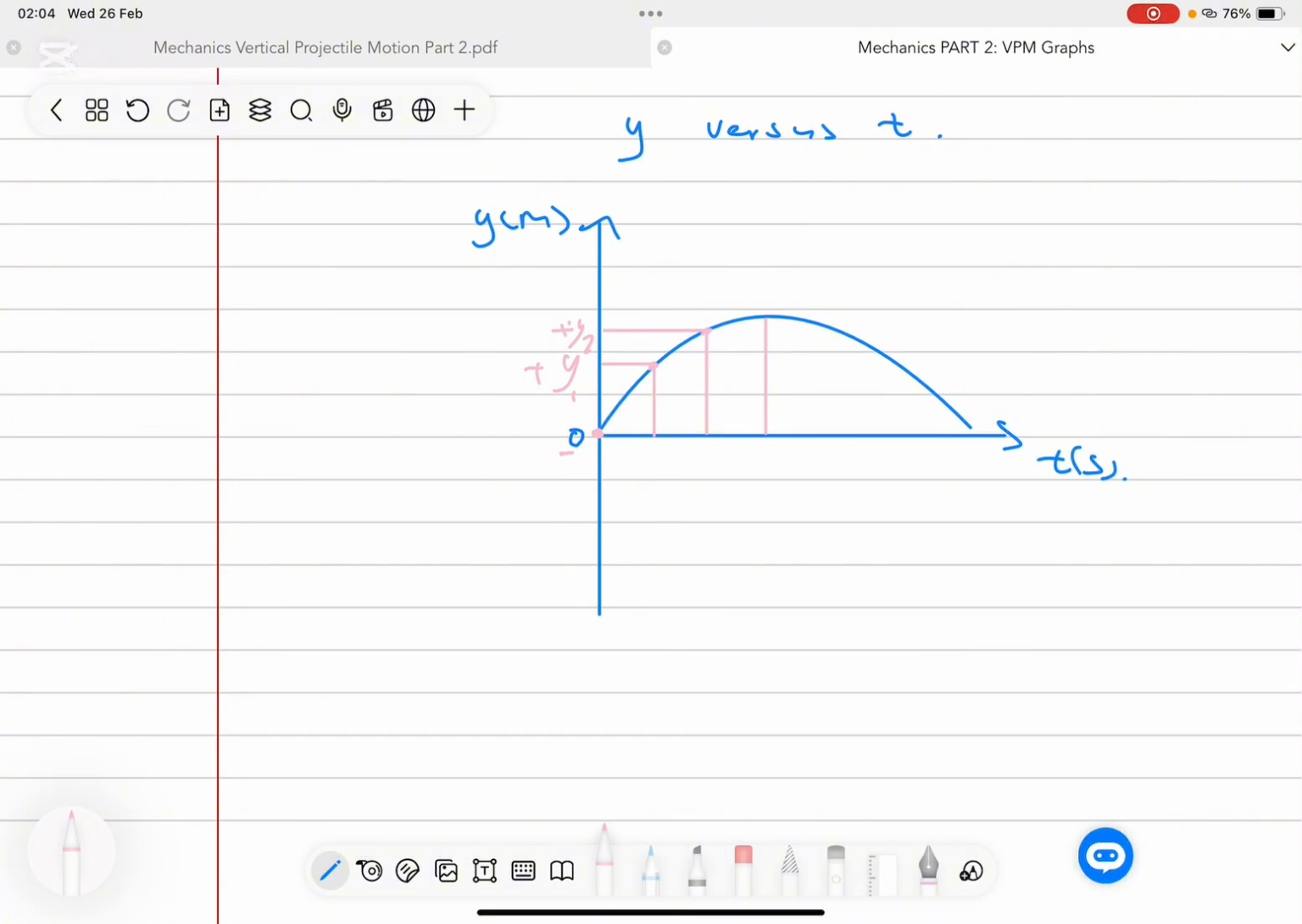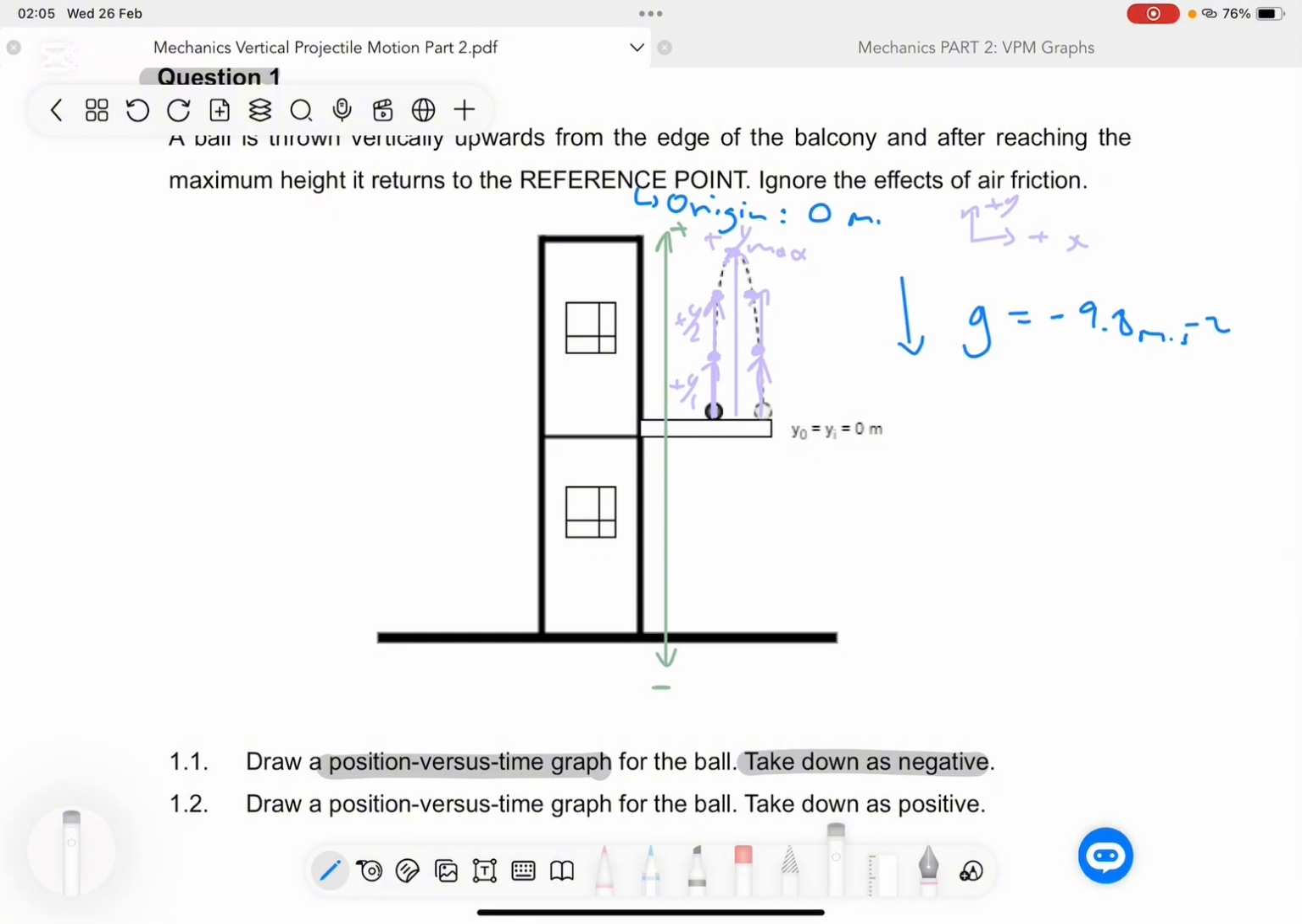And this time here, so here I'm having T1, T2. This time here I'm going to call it T max to say it is the time at the maximum height, because I can see that here I'm going to get the maximum height. I'm going to get Y max, which is this height here.